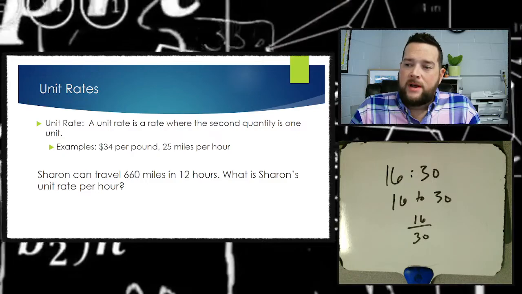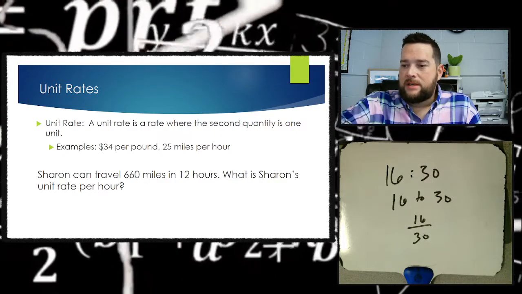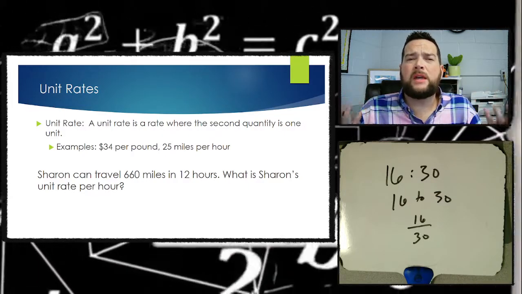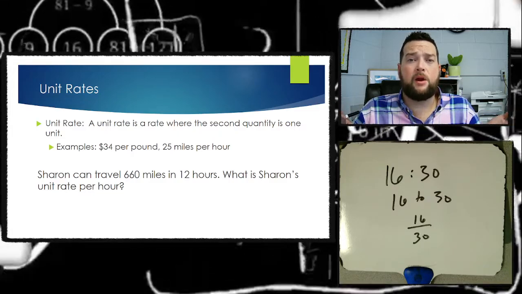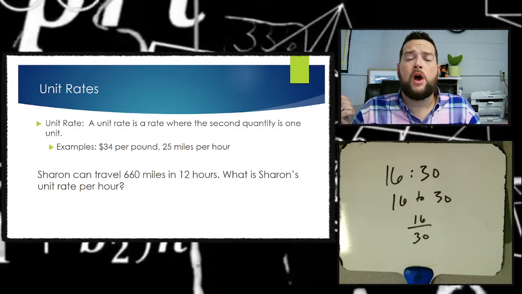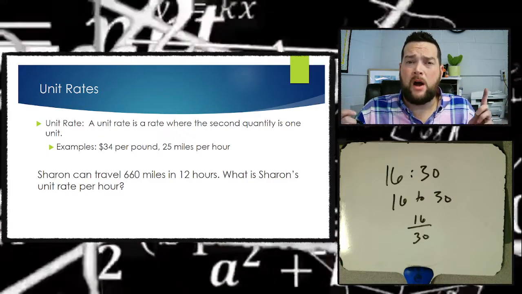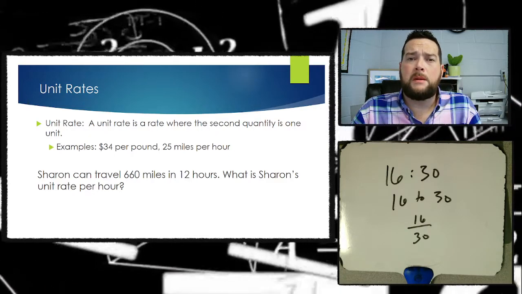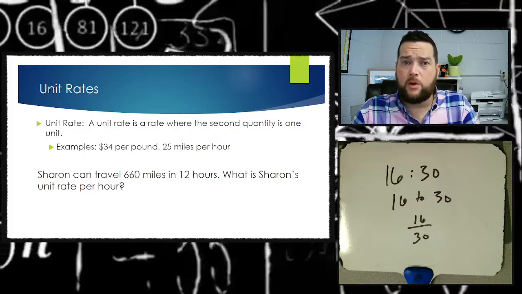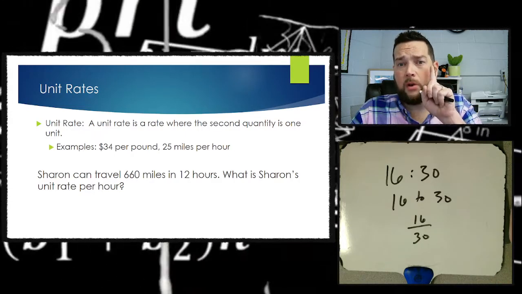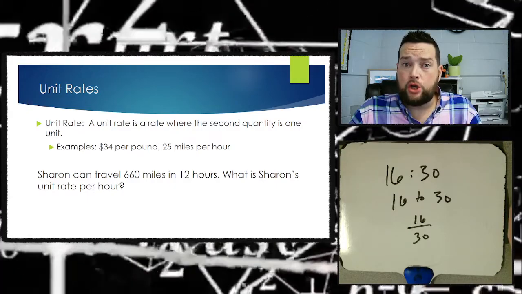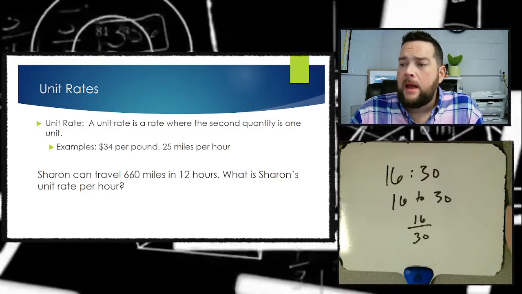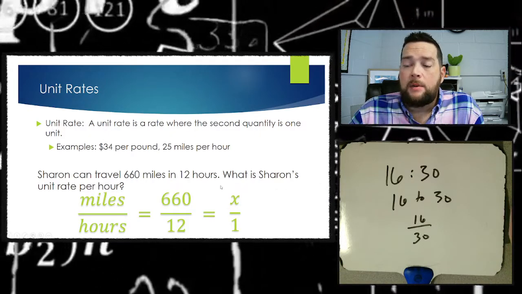For instance, Sharon can travel 660 miles in 12 hours. That's not really useful for comparing to somebody else's rate of travel. We don't want to know what she can do in 12 hours. We really want to know how much she can travel in 1 hour. So we do a little bit of division to find out what she can do in 1 hour. When we do that division, what we find is the unit rate. We found out what she can travel in 1 hour. That's a unit rate.